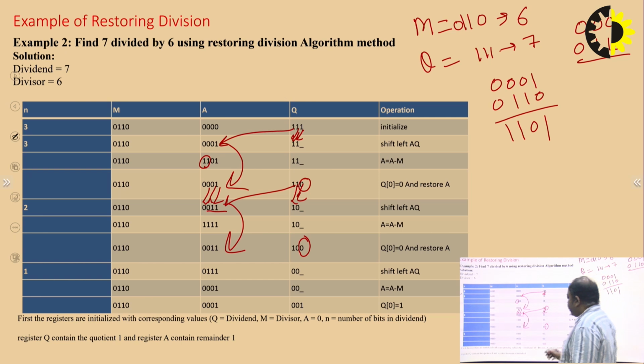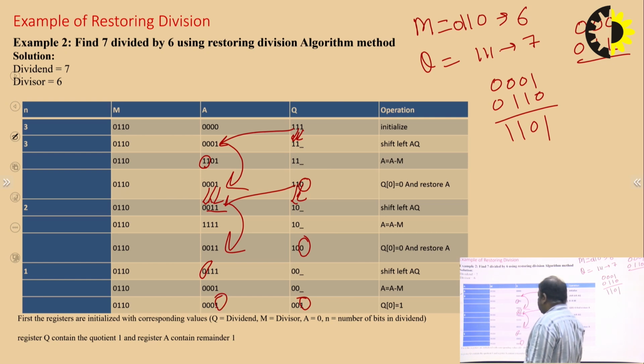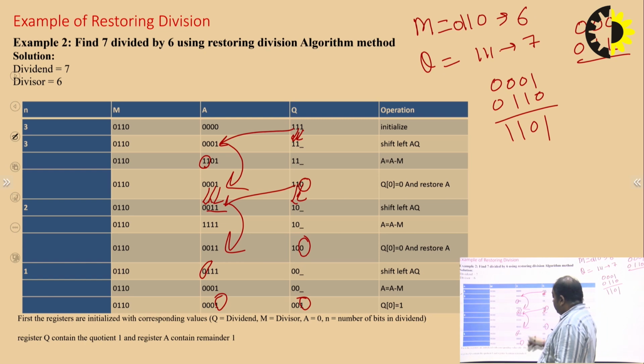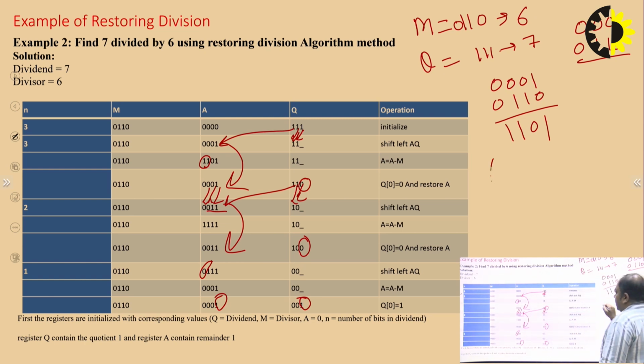Then we do a subtraction, the value comes 0. We update the value of the least significant bit of Q to 1, and so this is the final value, because in 4 bits we do it with 3 steps. So while doing it with 3 steps, our Q remains 1 and our A also remains 1.